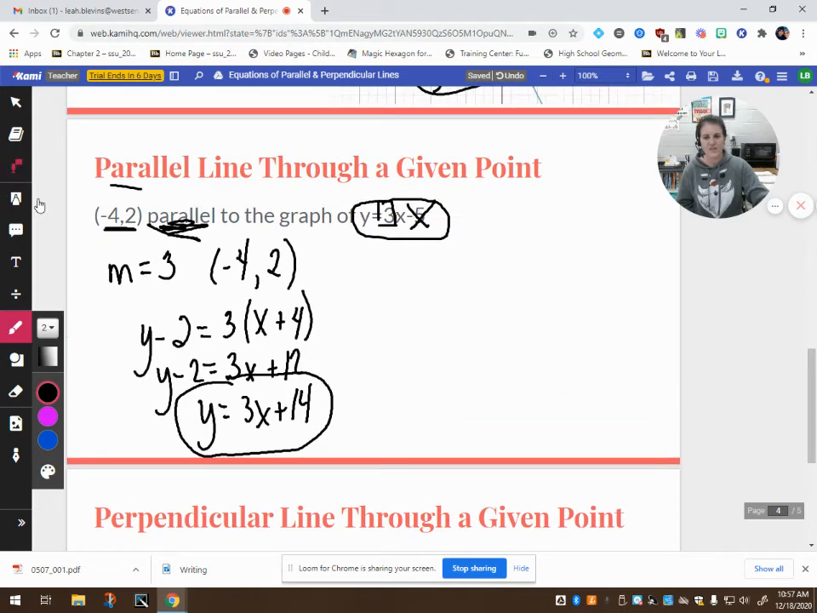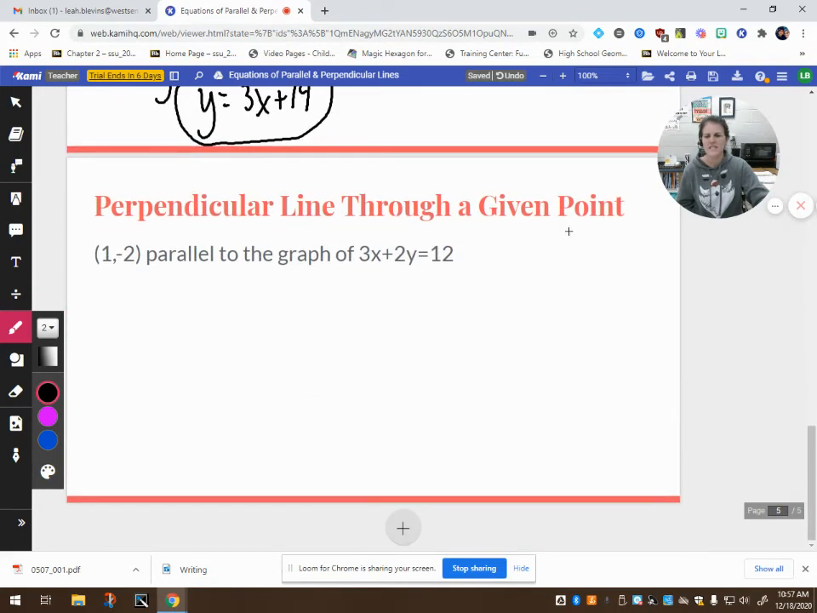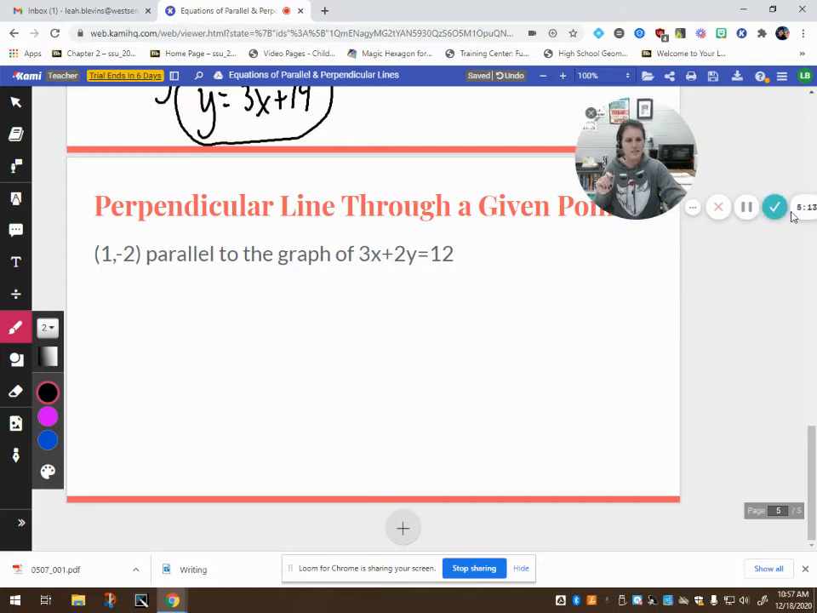That helped us figure out parallel lines. So what if it says it's perpendicular? Well, we know that perpendicular lines have slopes that are opposite reciprocals.